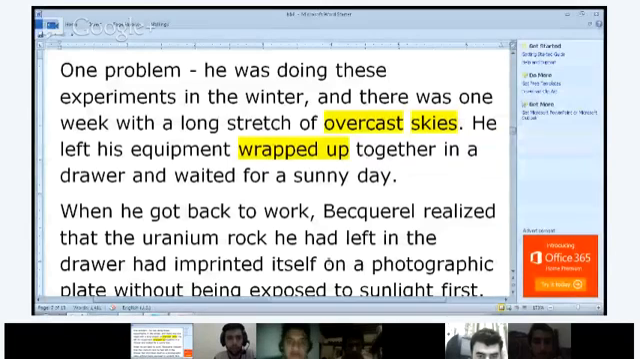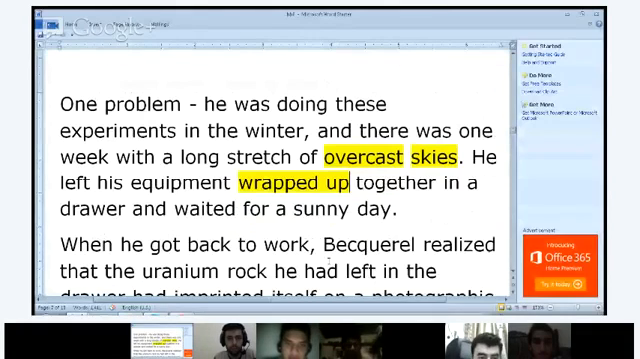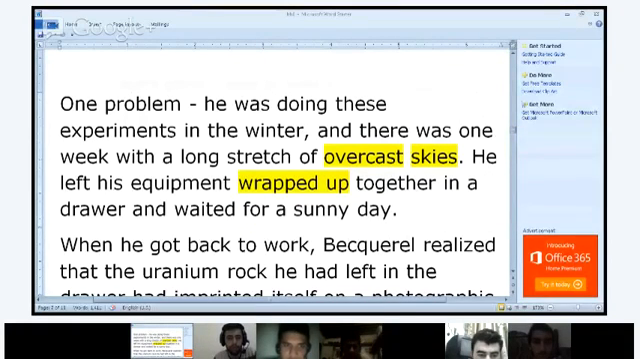A drawer is what you pull out and put things in. And he left it there. He waited until it was sunny, until there were clear skies and there would be sunshine. Teacher, is it the same to say wrapped instead of wrapped up? It's very similar. Wrapped up means completely.